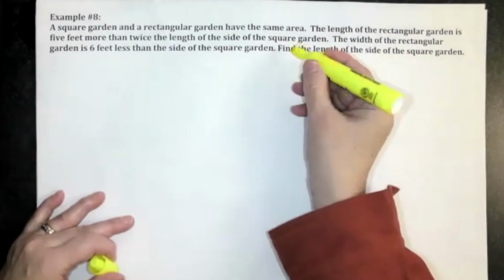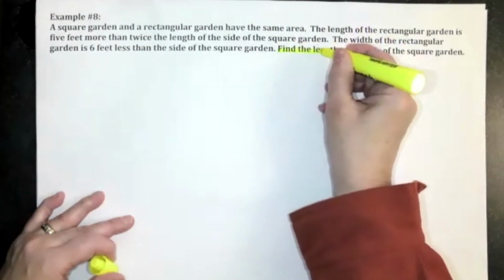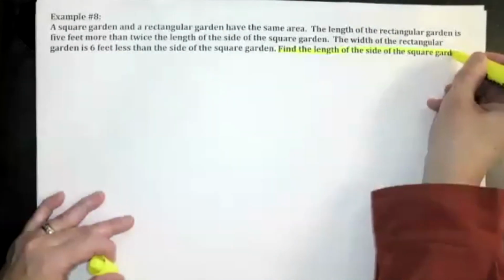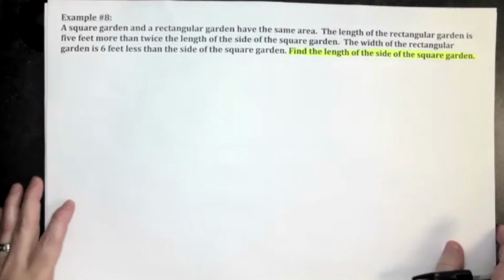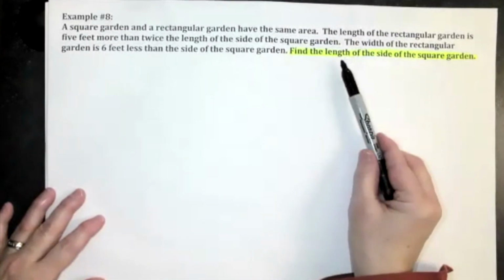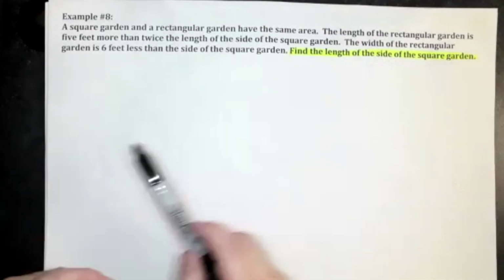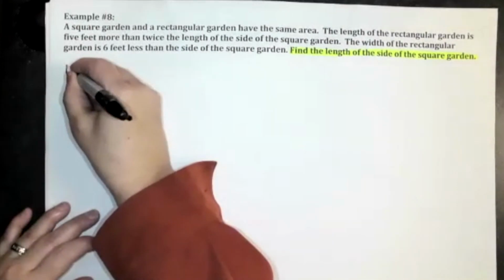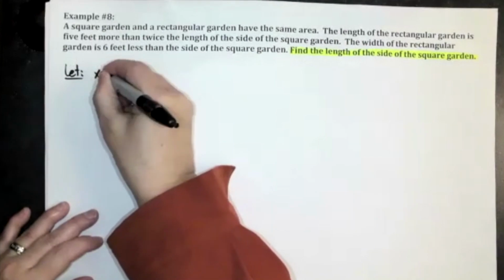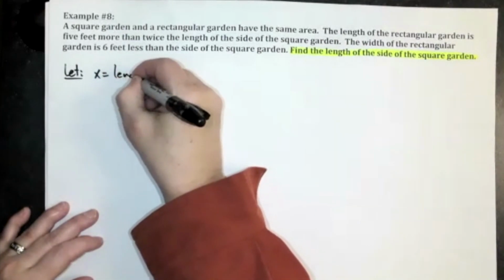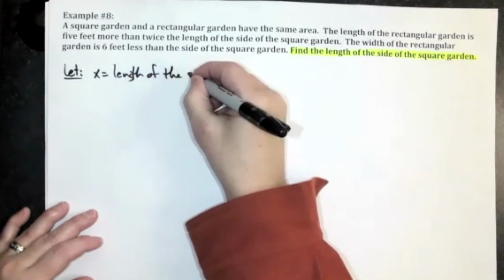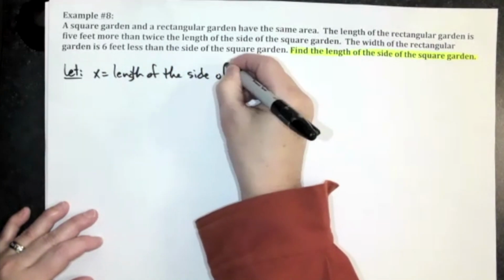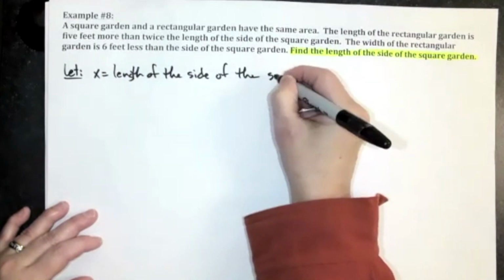So right here, it says find the length of the side of the square garden. All right, so if I actually want to start by defining my variables before I even start, that's a good way to do it. I'm going to define x as being the length of the side of the square garden. Okay, so I'm going to let x equal the length of the side of the square garden.